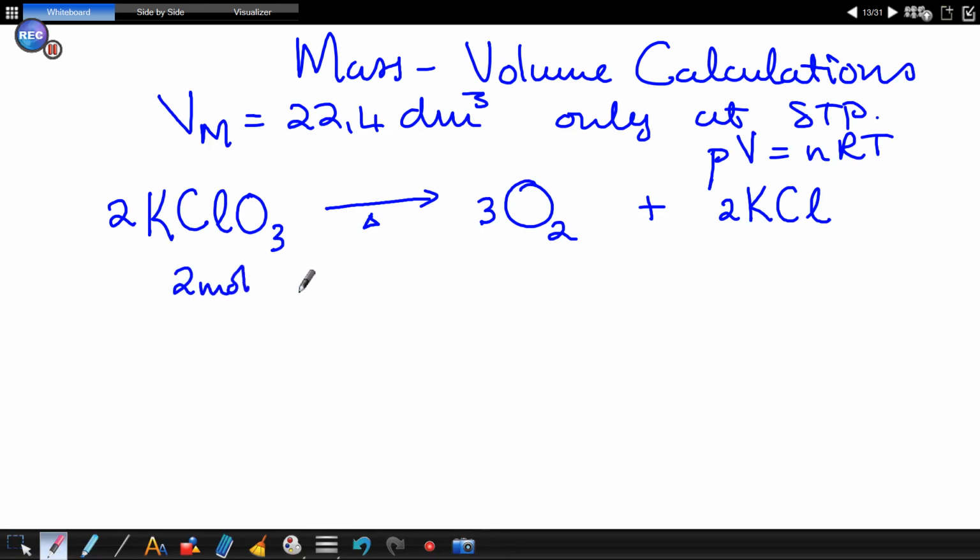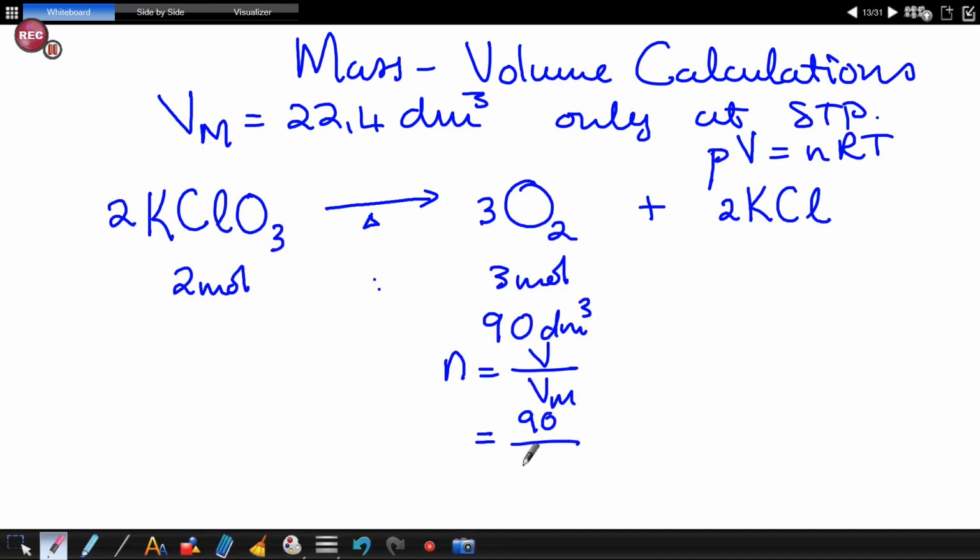So 2 moles of potassium chlorate will give you 3 moles of oxygen. They give us 90 cubic decimeters of oxygen. We need to change that into moles by using V over Vm. That will be 90 divided by 22.4, which is 4.02. Now we multiply that by 2 over 3.